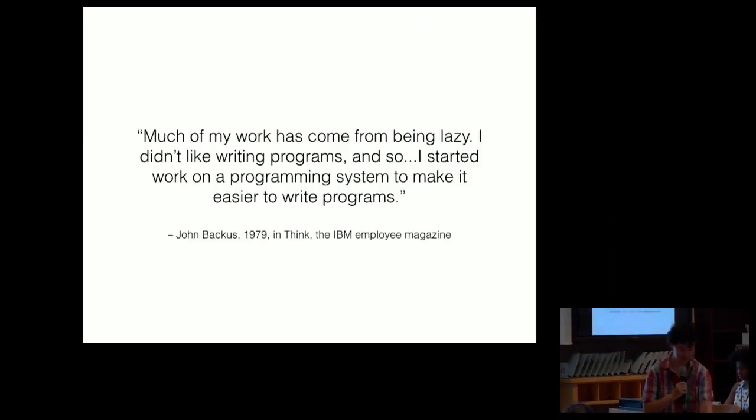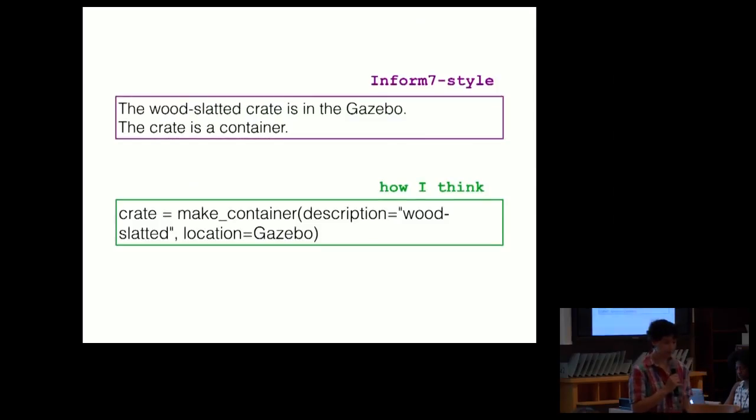But I want to write my own framework, first of all, because it teaches me things. And second of all, because I don't think in Inform 7 style naturally. So this is some actual Inform 7 code that I grabbed from the docs. It says the wood-slatted crate is in the gazebo. The crate is a container. And to me, this reads like an English description of a scene that you might read in a book or something, which is great. But that's not how I think about building things when I program.